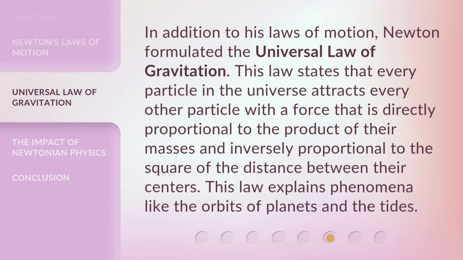In addition to his laws of motion, Newton formulated the universal law of gravitation. This law states that every particle in the universe attracts every other particle with a force that is directly proportional to the product of their masses and inversely proportional to the square of the distance between their centers. This law explains phenomena like the orbits of planets and the tides.